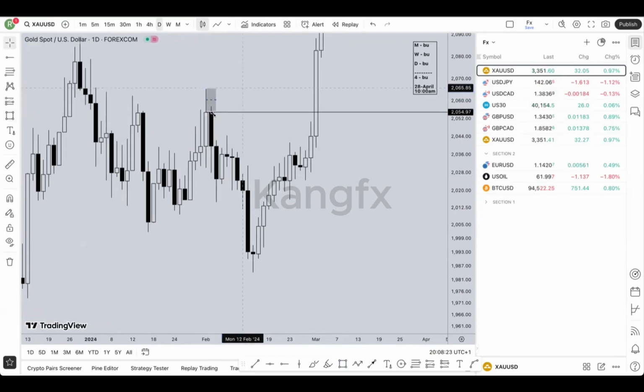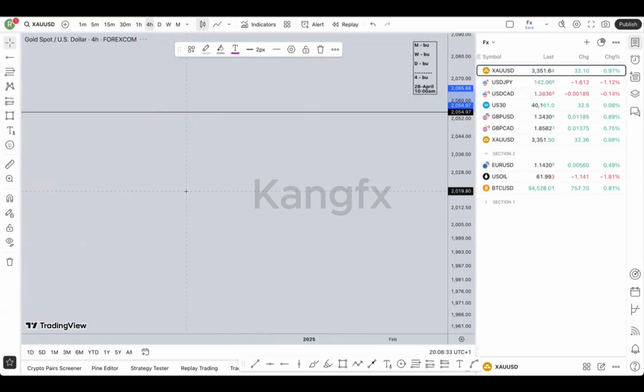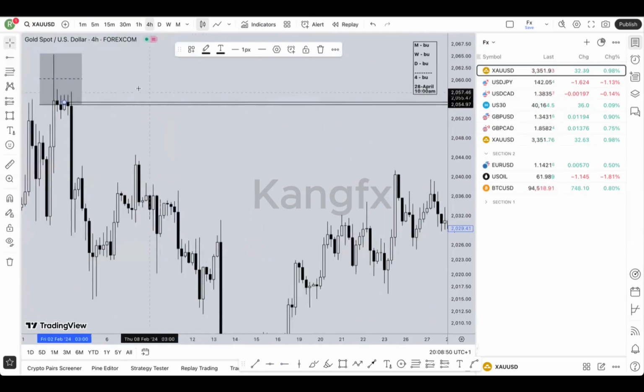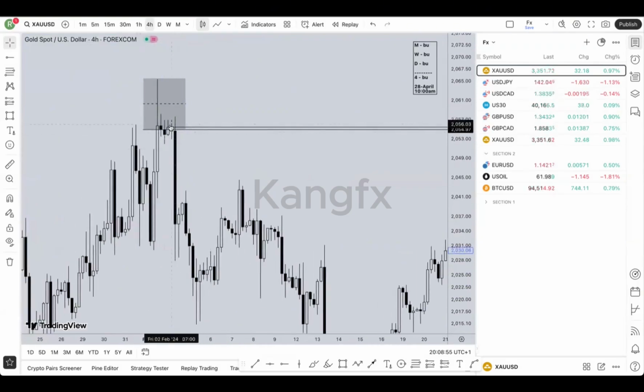After that, the next thing I do is look for my SCFL inside here. I go to 4 hour, since I'm marking this on daily. We have a resistance here, which was on fresh. This resistance here was on fresh, but since it's an apex, we are going to use it. So this was what we're looking for.